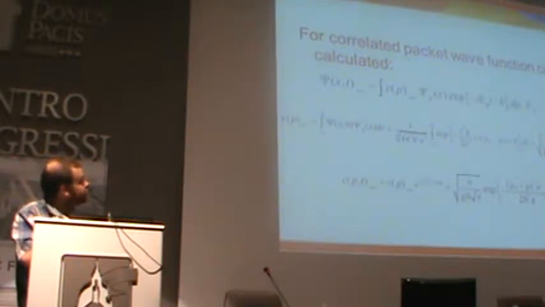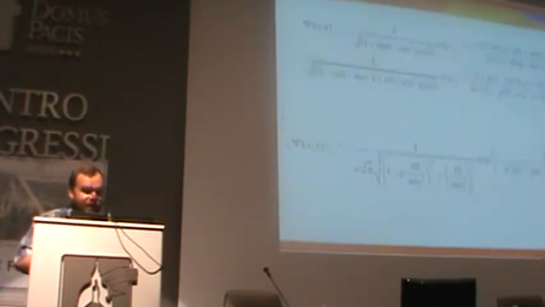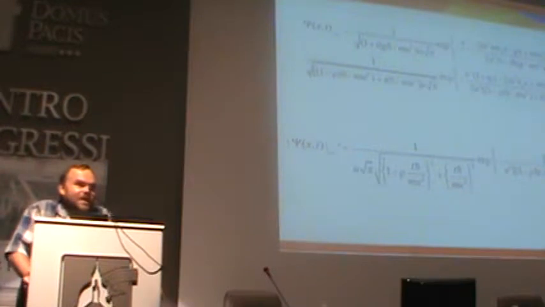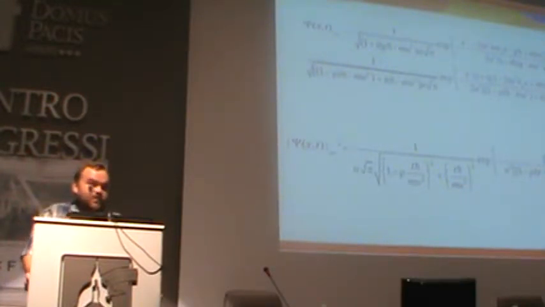For correlated packets, wave functions can be calculated. We can use this expression, the amplitude of every Fourier component of every plane wave, in this equation. We can find this integral. This is the component, this is the integral, this is the total wave function of the correlated wave packet. And we can find an equation, a little bit large, which describes the correlated wave packet. So we can analyze this equation, and we can analyze the behavior of this packet during its motion.